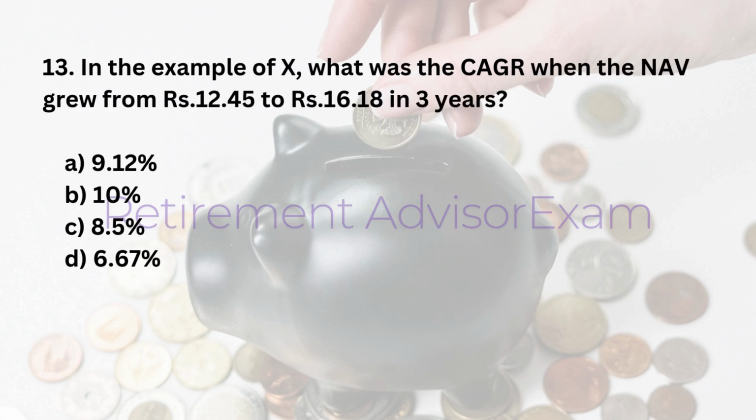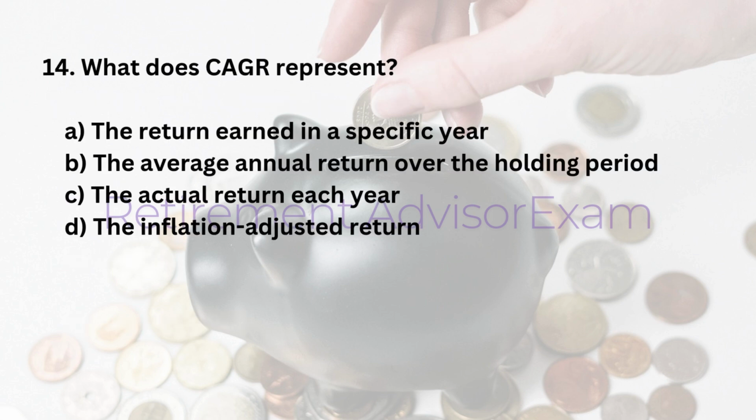13. In the example of X, what was the CAGR when the NAV grew from 12.45 rupees to 16.18 rupees in 3 years? A. 9.12%. B. 10%. C. 8.5%. D. 6.67%. Answer: A. 9.12%.